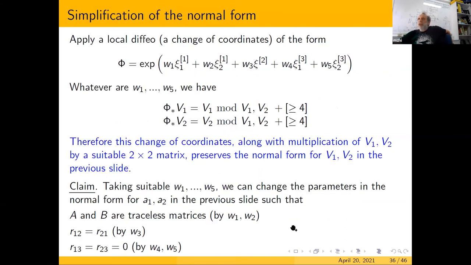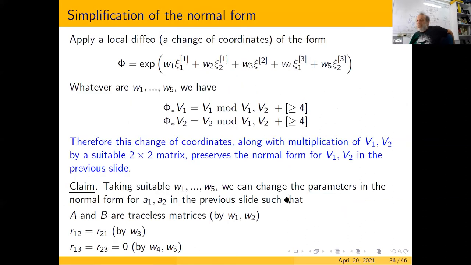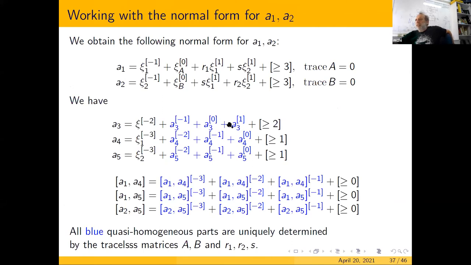So now what can we do? We can apply this change of coordinates, this psi, from G2. This is my basis of G2. With any numbers wi, whatever they are, we have the same normal form for the vector fields, because they are in the kernel of LN. In this normal form we do not pay attention to terms of quasi degree four and more, it doesn't change. But with this information, the matrices A and B and these parameters, we can normalize them in this way.